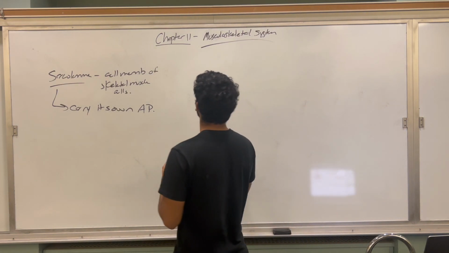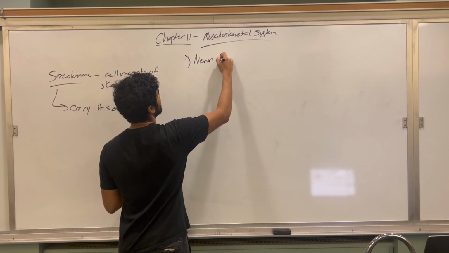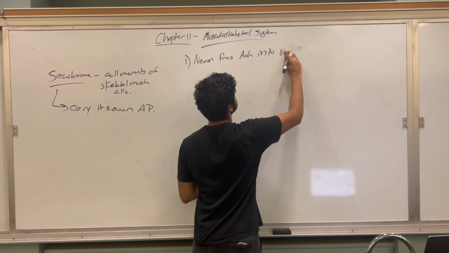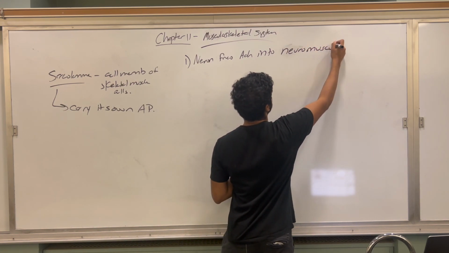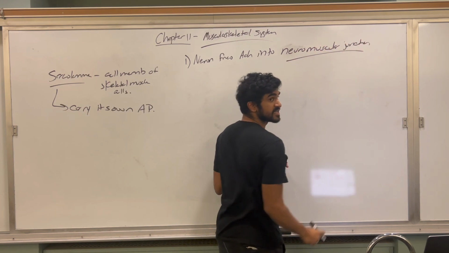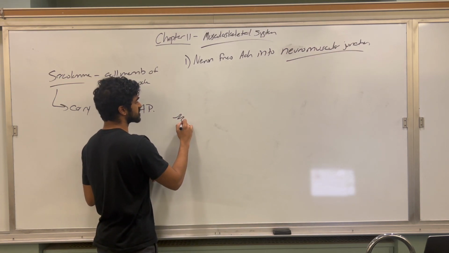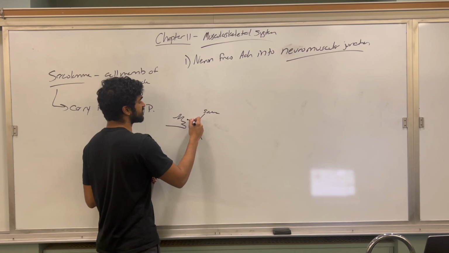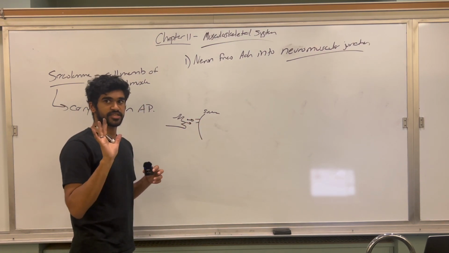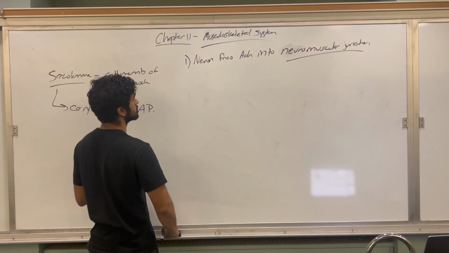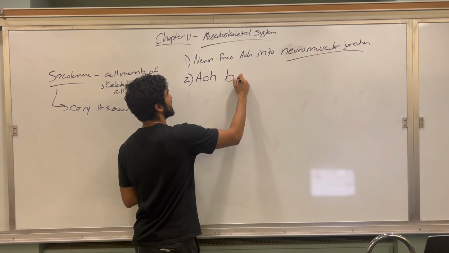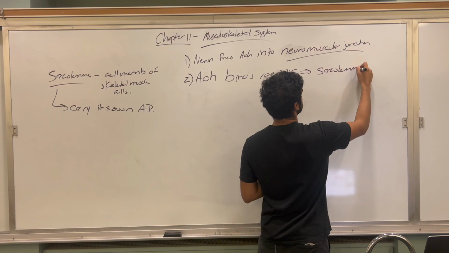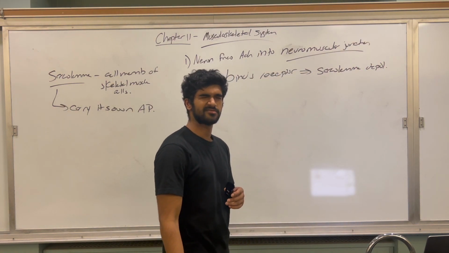So what happens to initiate muscle contraction is, number one, a neuron fires acetylcholine into the neuromuscular junction, which is the junction between the nerve terminal of a neuron and the sarcolemma. So ACh gets fired at this neuromuscular junction and it binds to the sarcolemma, right? So two, ACh binds receptor and leads to sarcolemma depolarization. Okay?